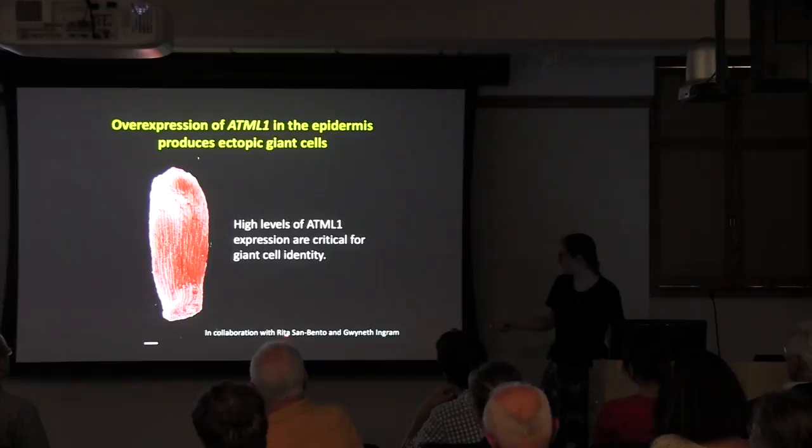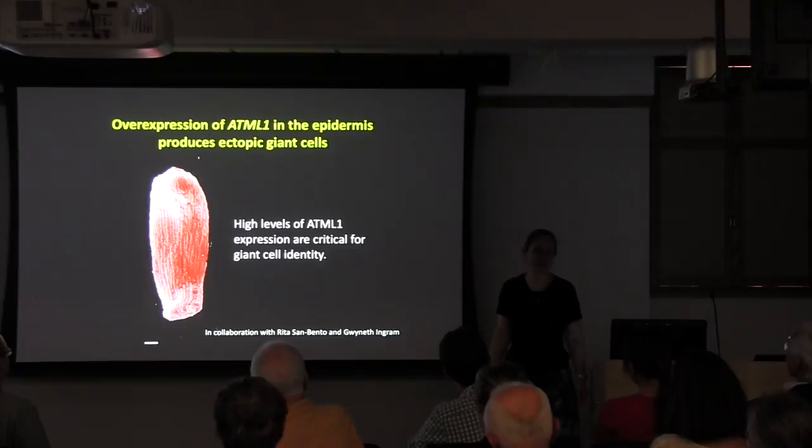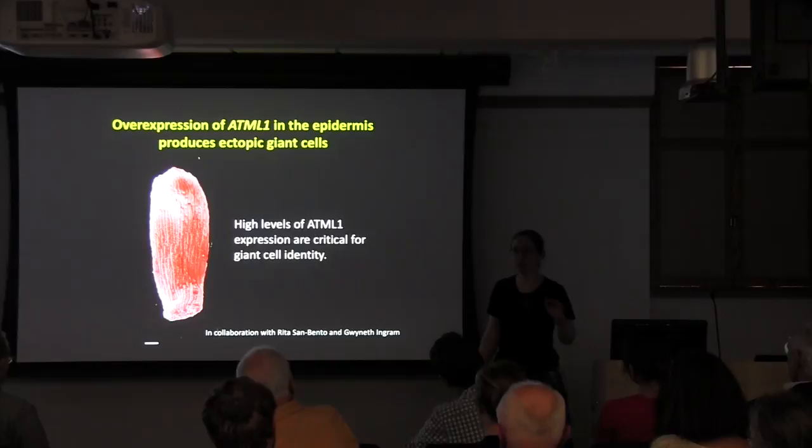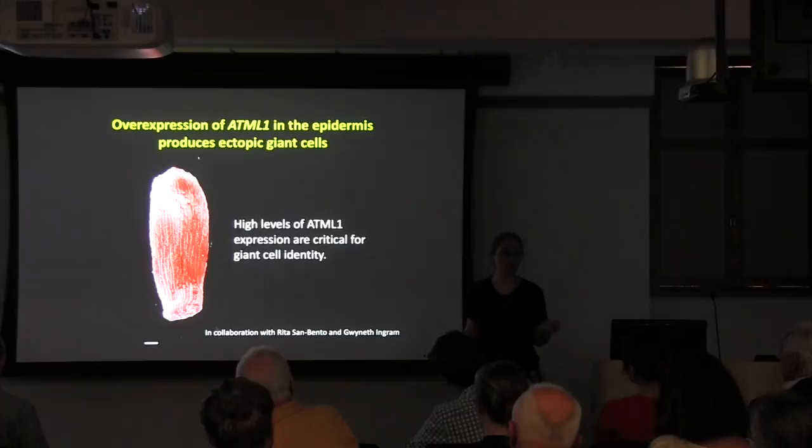And this is in collaboration with Rita Sambento and Gwyneth Ingram. These sepals are completely covered in giant cells. So just overexpressing ATML1 in the epidermis, just increasing the levels, is sufficient to make sepals with all giant cells. And that tells us that levels of ATML1 are really important in this patterning process.